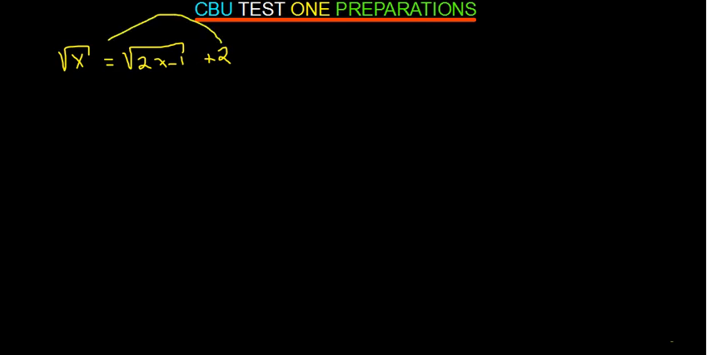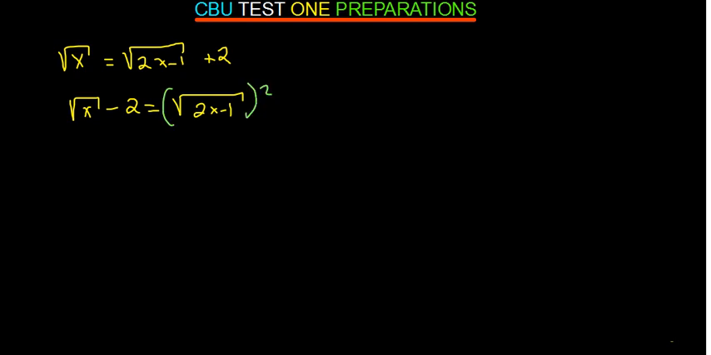So I'm going to take 2 this side. So I'm going to have square root of x minus 2, and that is going to be equal to square root of 2x minus 1. Now at this point you have to square both sides of the equation. Please, don't square individual terms. Don't say square root of x alone squared and then 2 squared. As long as you have all the terms on the same side of the equal sign, put them in brackets and then you square.